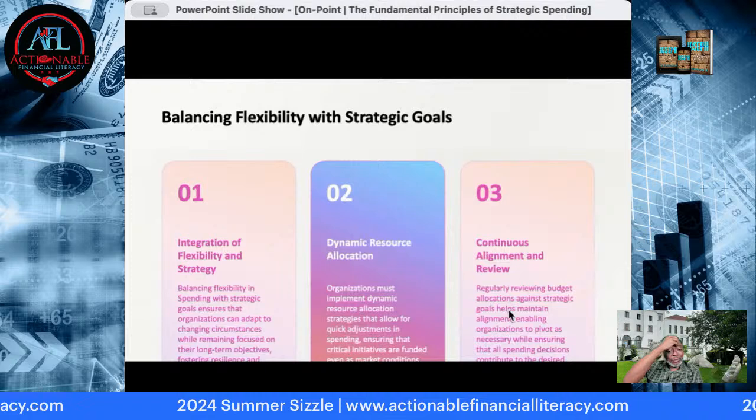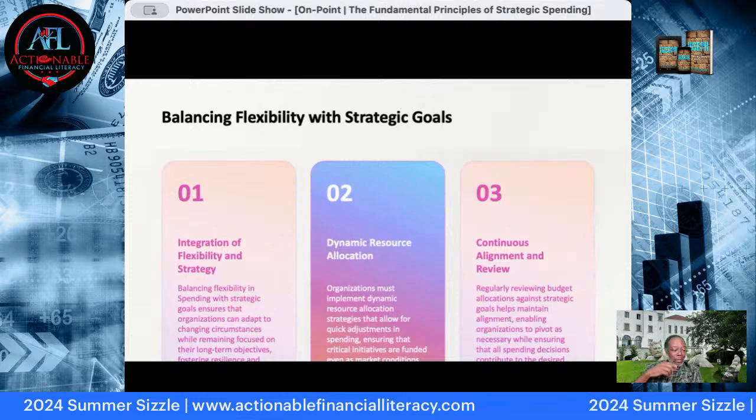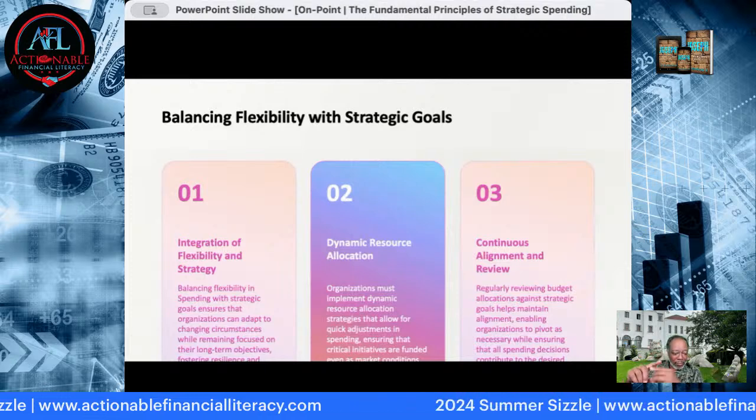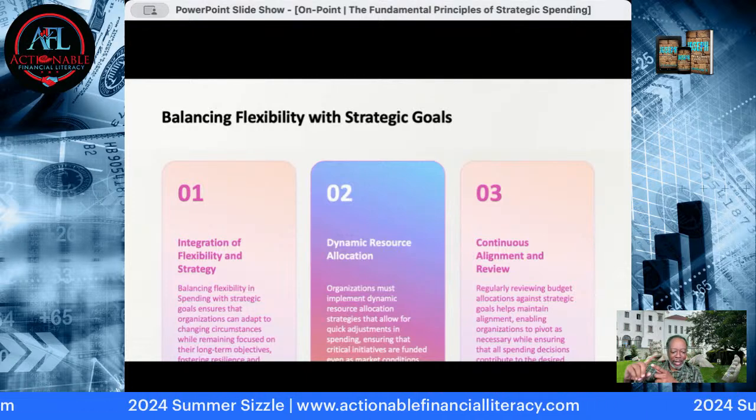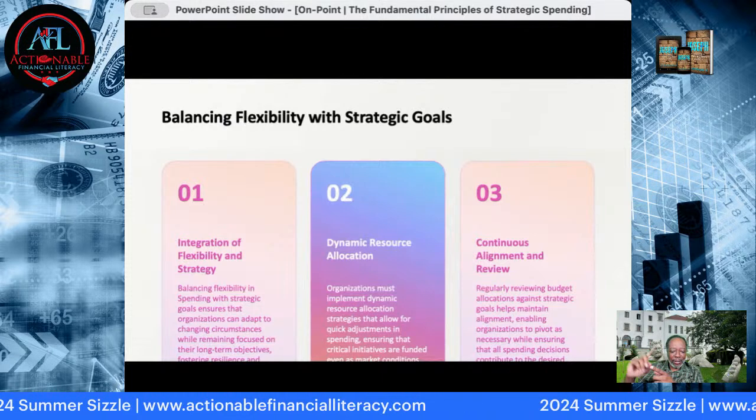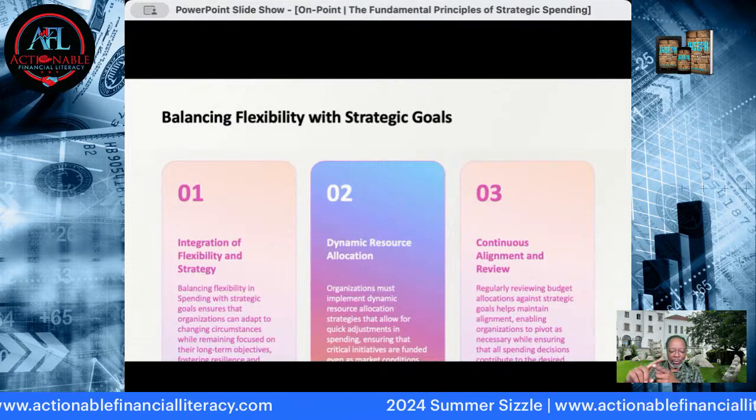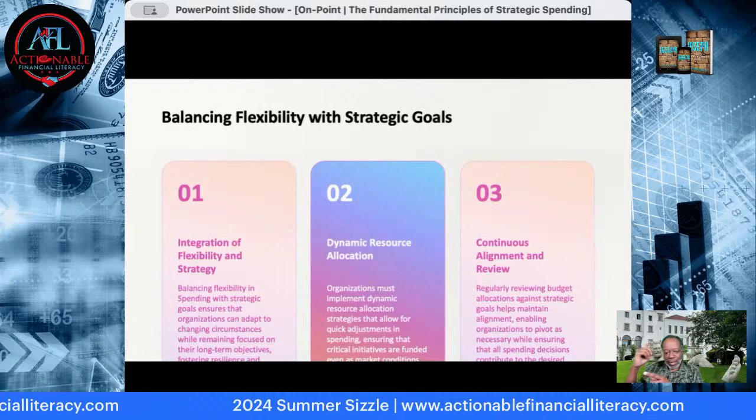So, balancing flexible strategic goals. Three ways that you want to balance it. One, you want to have integrity and flexibility in there. Two, you want to have those resources available. And then three, you want to have alignment and review.